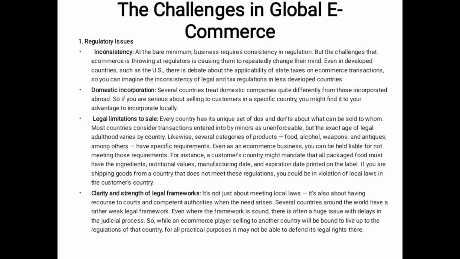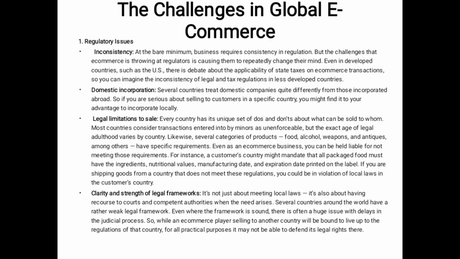Then, legal limitations to sale. Every country has its unique set of do's and don'ts about what can be sold to whom. Most countries consider transactions entered into by minors as unenforceable, but the exact age of legal adulthood varies by country. Likewise, several categories of products, food, alcohol, weapons, and antiques, among others, have specific requirements. Even as an e-commerce business, you can be held liable for not meeting those requirements. For instance, the customer's country might mandate that all packaged food must have the ingredients, nutritional values, manufacturing date, and expiration date printed on the label. If you are shipping goods from a country that does not meet these regulations, you could be in violation of local laws in the customer's country.